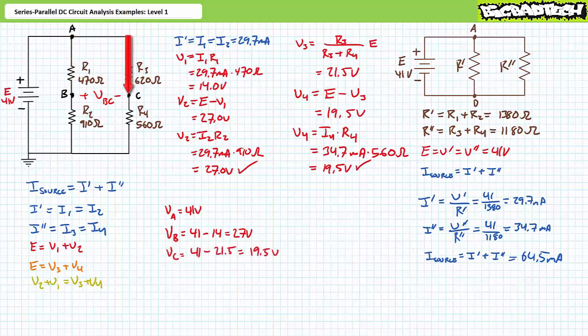Similarly, from A to C, we experience a 21.5 volt drop. Traveling from ground, we experience a 41 volt rise, less a 21.5 volt drop, and as a result, VC is 19.5 volts. VB with respect to C is VB minus VC. 27 minus 19.5 volts demonstrates that VBC is 7.5 volts. Alright, let's move on to our next illustrated example.